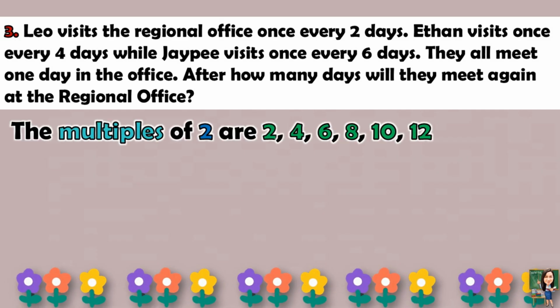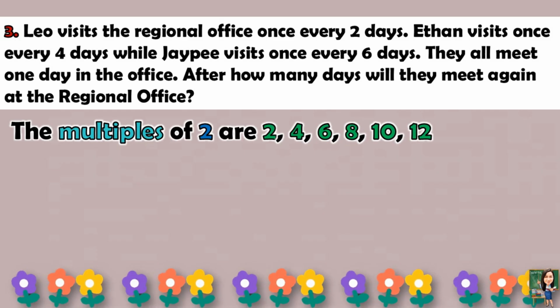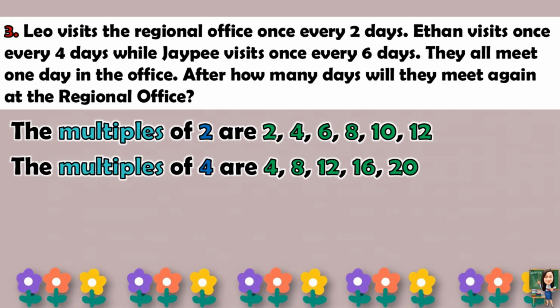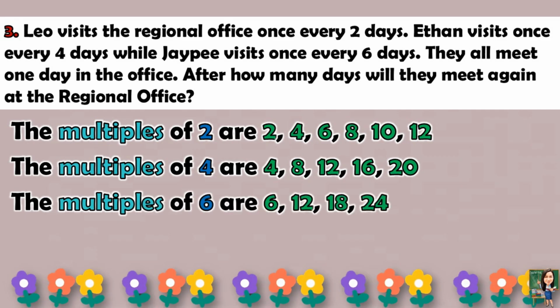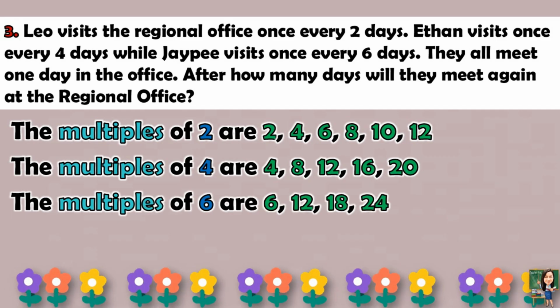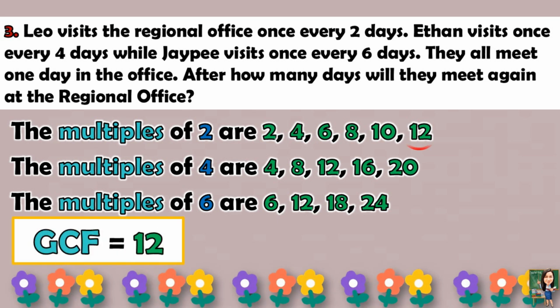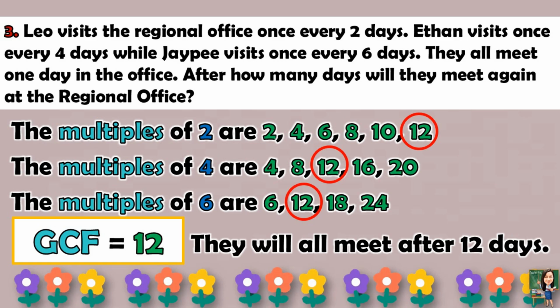The multiples of 2 are 2, 4, 6, 8, 10, 12. The multiples of 4 are 4, 8, 12, 16, 20. The multiples of 6 are 6, 12, 18, 24. The LCM, or the least common multiple, of 2, 4, and 6 is 12. They will all meet after 12 days.